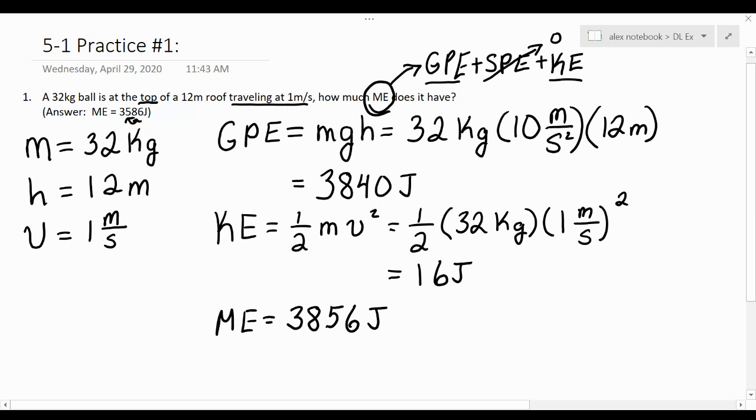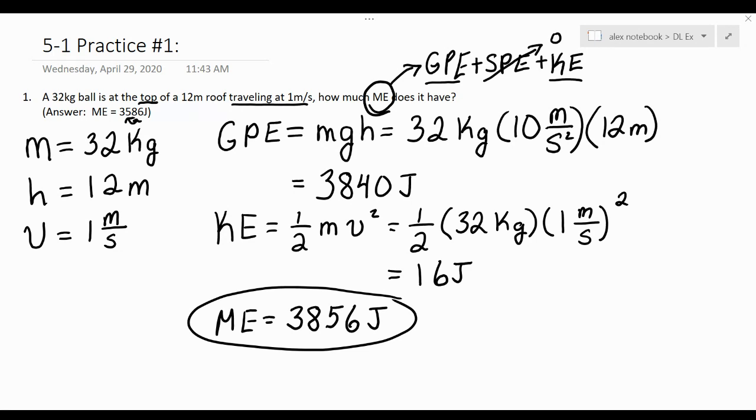that's a typo on my part. Sorry about the confusion on there. I'll go in and fix that a little bit later. But this is the mechanical energy for problem 1. Sorry about the typo in the answer on that one. I'll double check the others as well to make sure I didn't make that mistake a second time.